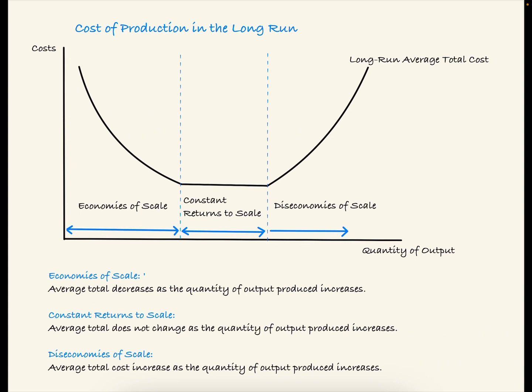Next, we have constant returns to scale. The average total cost does not change as the quantity of output produced increases. This part of the LRATC curve is horizontal, which means that as the quantity of output produced increases, the average total cost does not change. And finally, we have diseconomies of scale. The average total cost increases as the quantity of output produced increases. Since it is upward sloping, we can see that as the quantity of output produced increases, the average total cost also increases. Thus, it is called a diseconomy of scale.